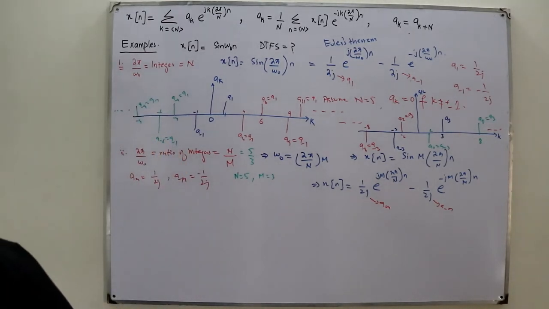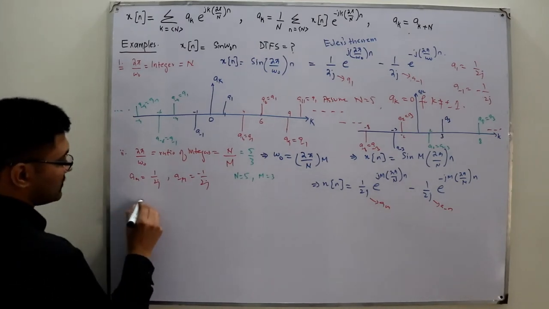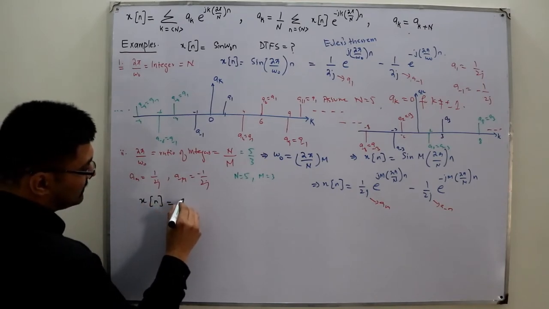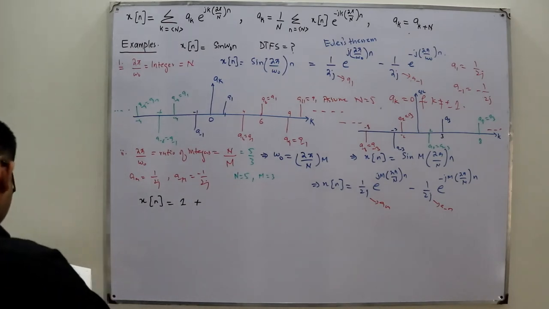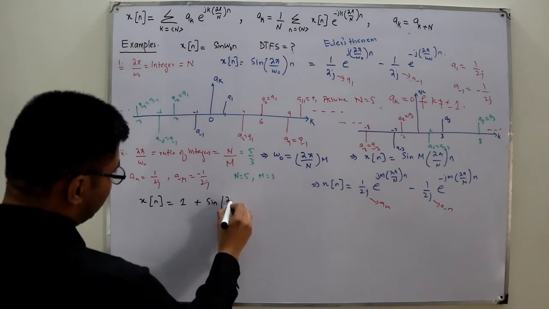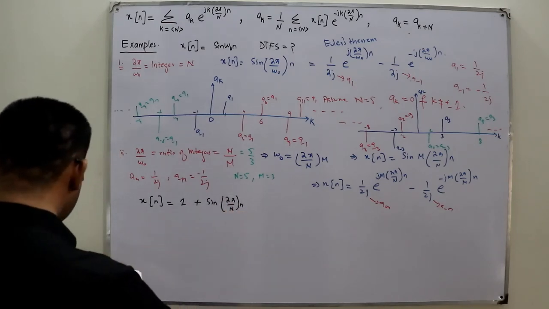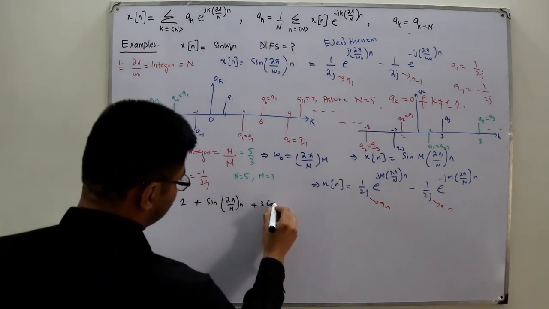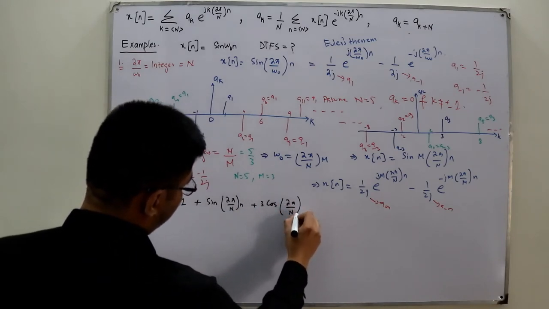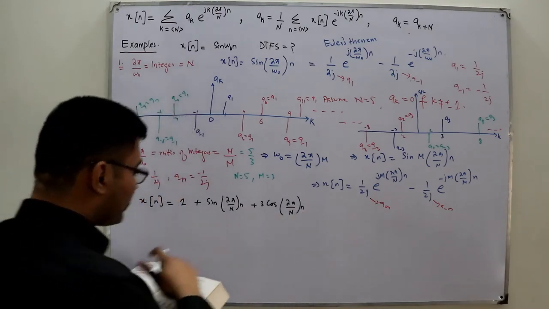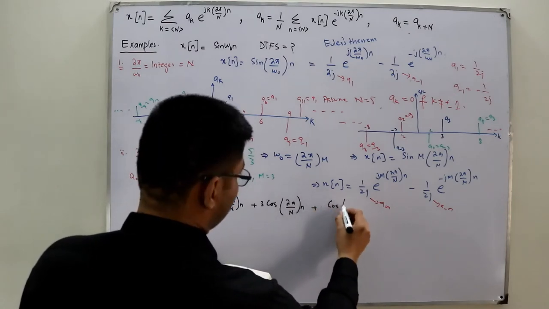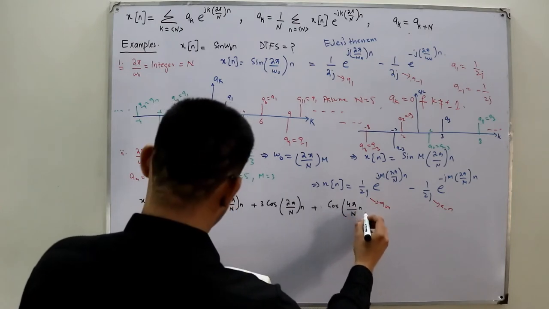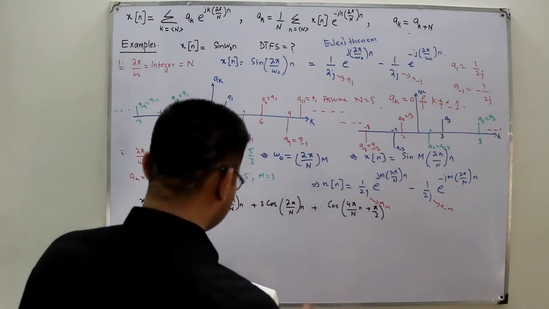This was the first question. The second question, what do you say? Should I give it as a homework? Let's say I write it first. The question is that x of n is equal to 1 plus sine of 2 pi by N into small n plus 3 cos of 2 pi by N into small n plus cos of 4 pi by N into small n, with a phase shift of plus pi by 2. Now this is the question.